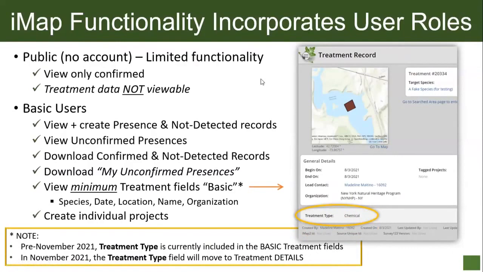One thing to note, if you are listening to this before November 2021, treatment type is included in the basic treatment fields. So this is something that any user can see. And treatment type is chemical, physical, or biological. If you're listening to this after November 2021, I should note that the treatment type will be moved to treatment details. What this means is that ordinary users will not be able to see treatment type. This will only be visible for users with a certain level of permissions.